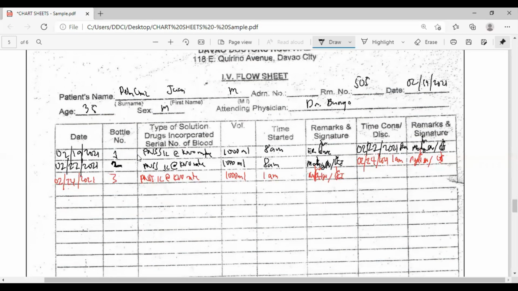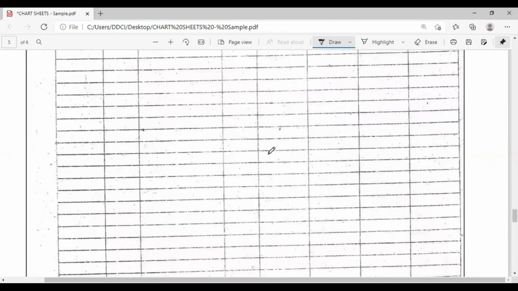Then around February 24, 1 a.m., the night nurse followed up with the same plain NSS at KVO rate. So it becomes bottle number 3. Okay? So make sure, because the nurse is a night nurse, on night duty, the color she used is red. Okay? So a red colored ball pen was used by the nurse.